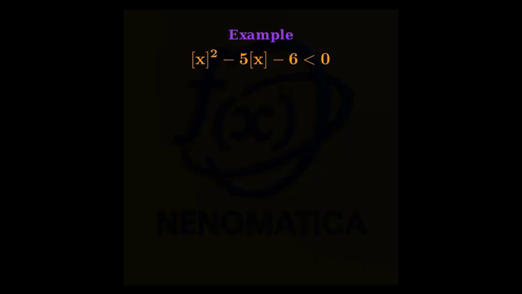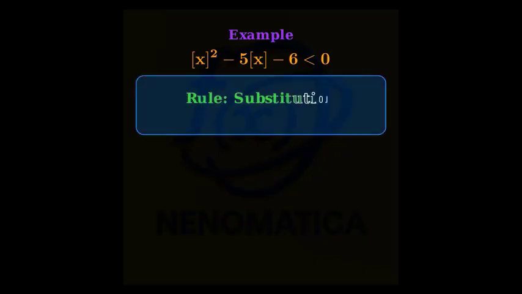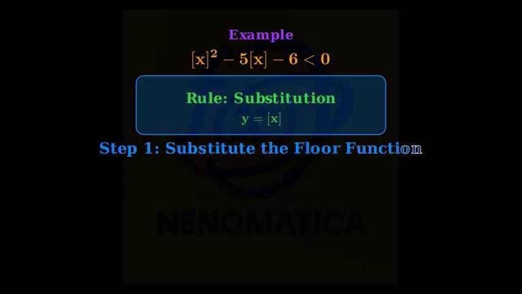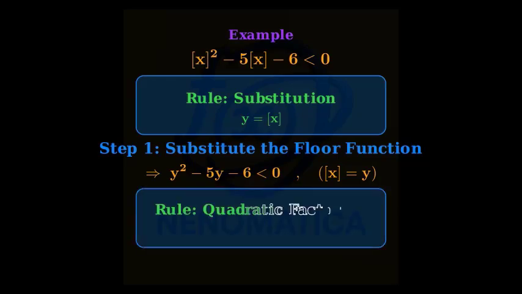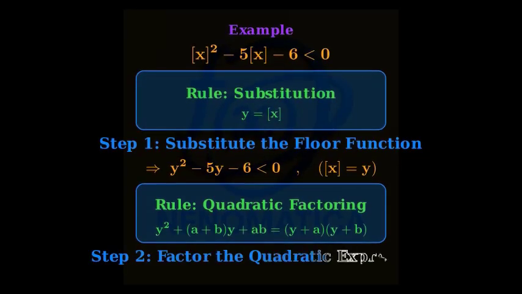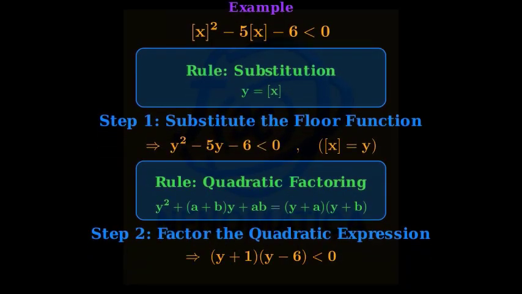Step 1. Substitution. We let y equal the floor of x, so that the inequality becomes a standard quadratic. That gives y squared minus 5y minus 6 less than 0. Step 2. Factor the quadratic. We look for two numbers that multiply to negative 6 and add to negative 5. Those are plus 1 and minus 6. So the factorization is open parenthesis y plus 1 close times open parenthesis y minus 6 close less than 0.